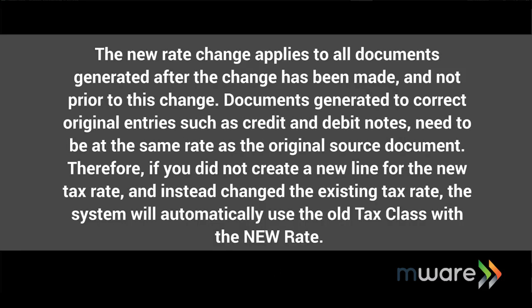The new rate change applies to all documents generated after the change has been made, and not prior to this change. Documents generated to correct original entries, such as credit and debit notes, need to be at the same rate as the original source document. Therefore, if you did not create a new line for the new tax rate and instead changed the existing tax rate, the system will automatically use the old tax class with the new rate.